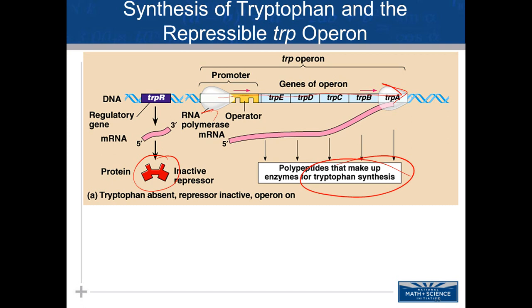Okay, and so as you can see, 5 genes are involved, and 5 enzymes are needed. Now, the repressor protein with no tryptophan present is in an inactive form. And now what's going to happen is with no tryptophan, it cannot attach to the operator site. The RNA polymerase is going to attach, transcription is going to take place, and all 5 enzymes are going to be synthesized.